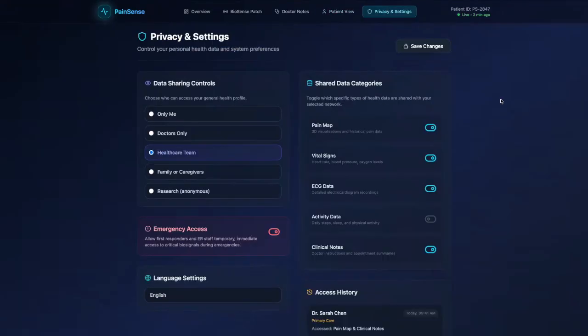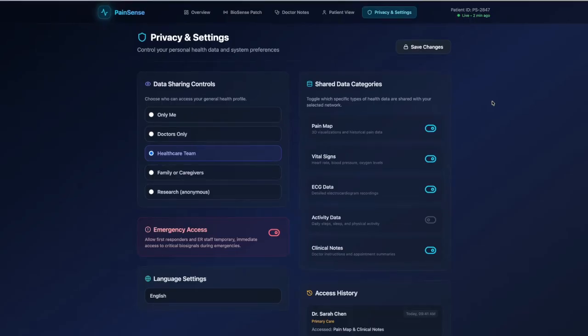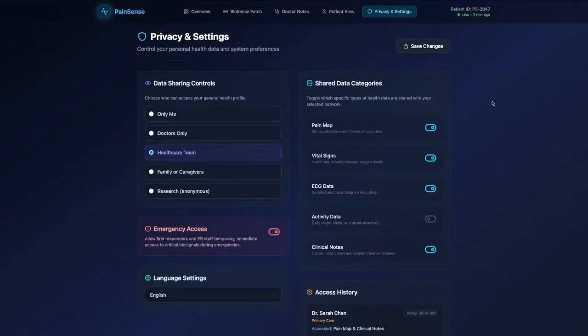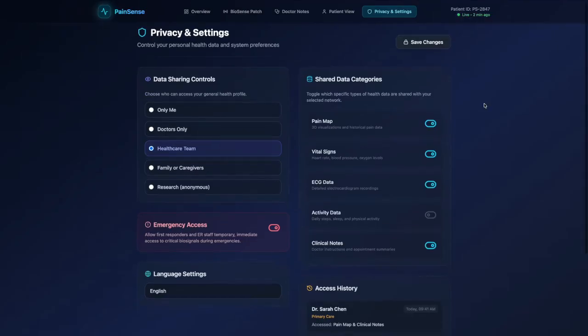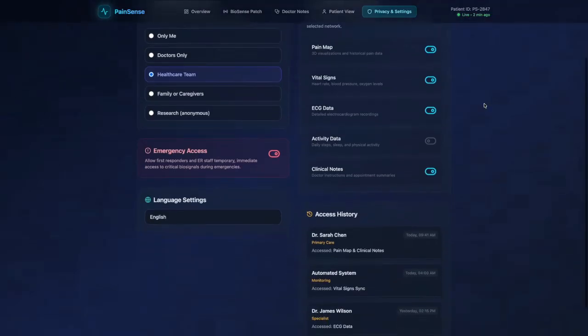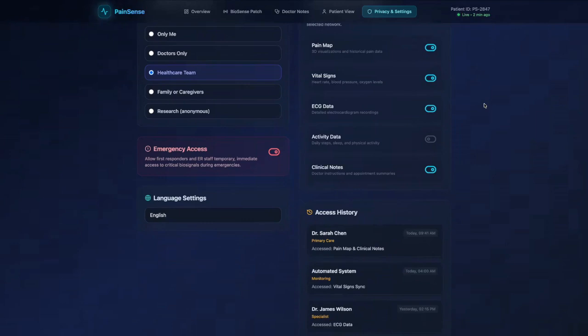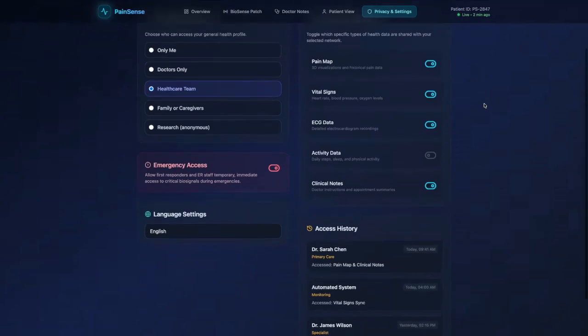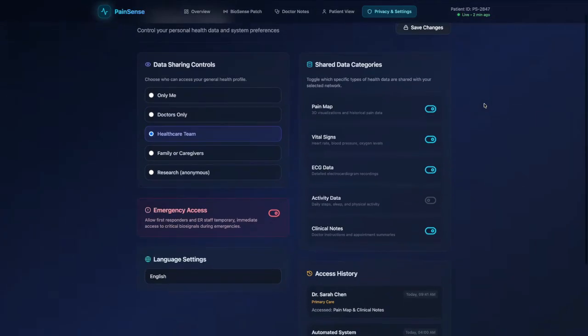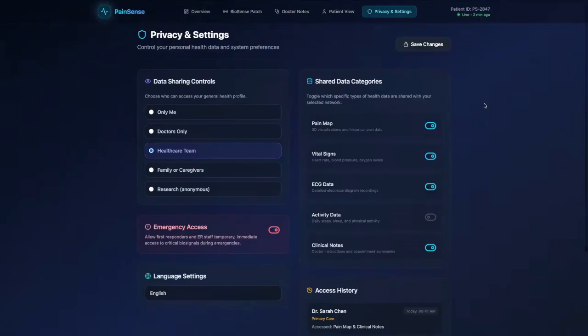Because the health data is extremely sensitive, PainSense also gives users full control over their information. In the privacy and settings page, users can decide who can access their data, which types of data can be shared, and when emergency access is allowed. Users can also view a history of who accessed their data and adjust their preferred language settings. So this ensures transparency, trust, and patient autonomy.